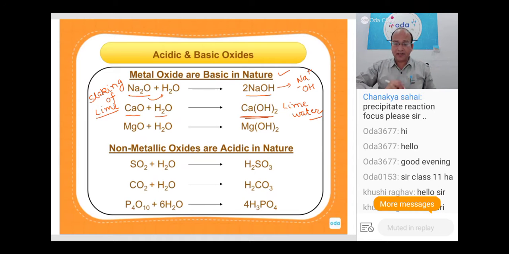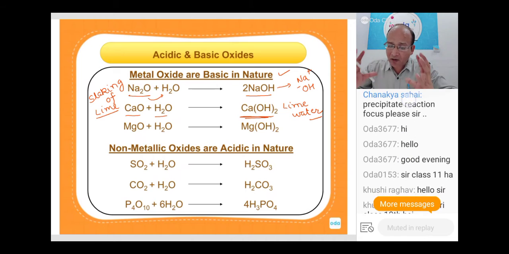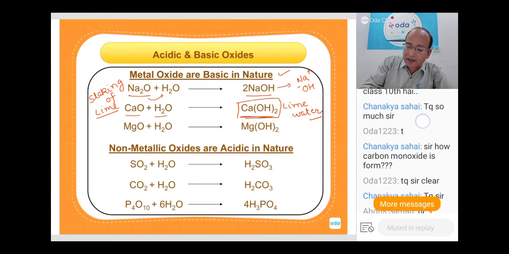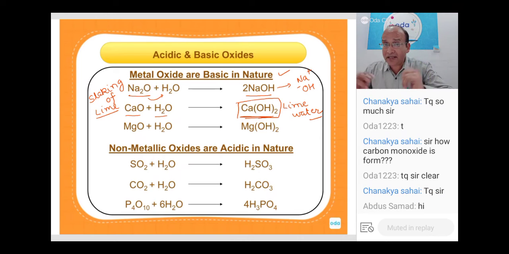Slaking of lime. Slaking of lime, did everyone understand the meaning? If you put lime in water, it forms calcium hydroxide. This is called slaking of lime. And what is this used for? This is used for whitewash. This is basic. Why is it basic? Because it is a metal oxide. Most of the metal oxides are basic. Okay? I hope this is clear to everyone.